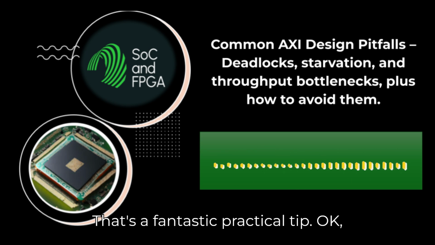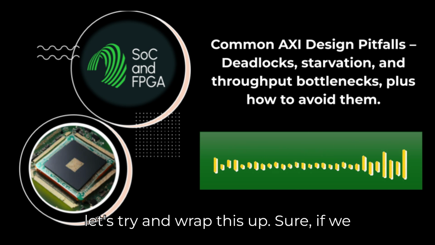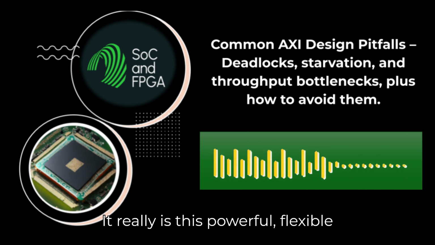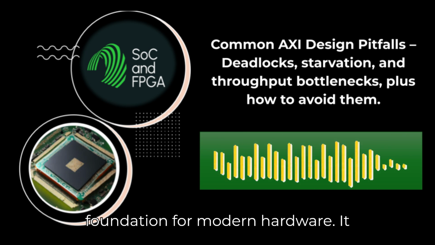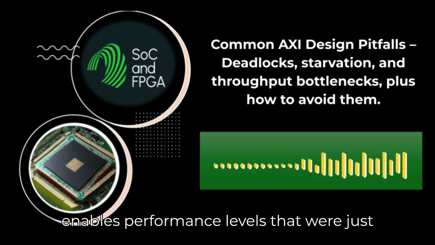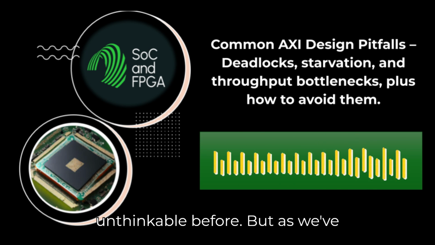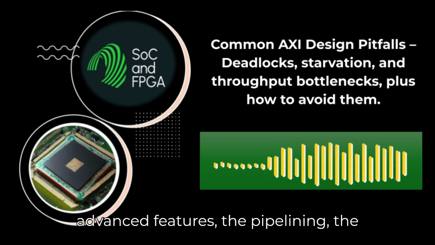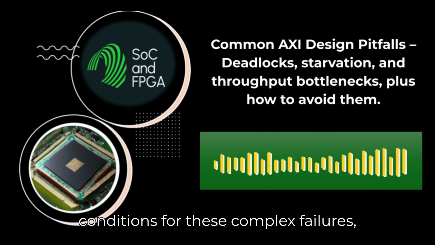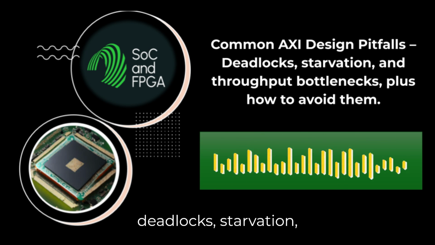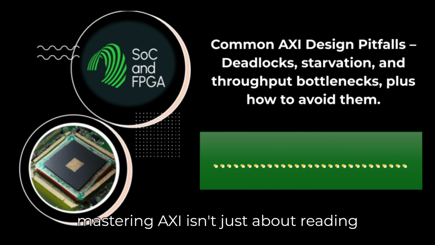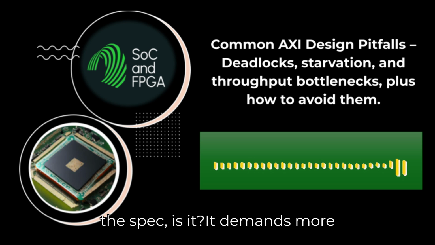That's a fantastic practical tip. Okay, let's try and wrap this up. Sure. If we zoom out, the AXI protocol really is this powerful, flexible foundation for modern hardware. It enables performance levels that were just unthinkable before. But as we've spent this whole time discussing, its advanced features, the pipelining, the out-of-order stuff, create the very conditions for these complex failures: deadlocks, starvation, bottlenecks. Yeah, it feels like mastering AXI isn't just about reading the spec, is it?